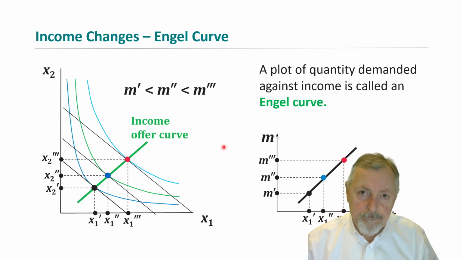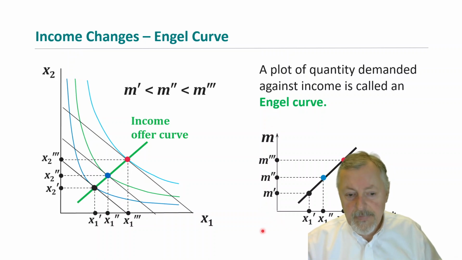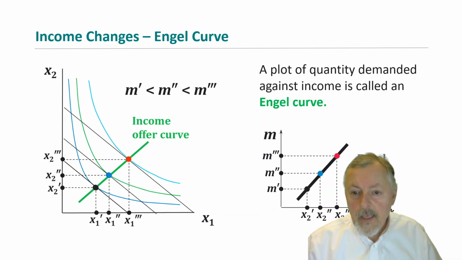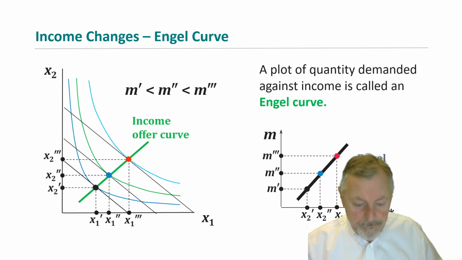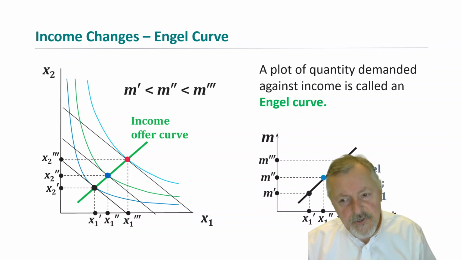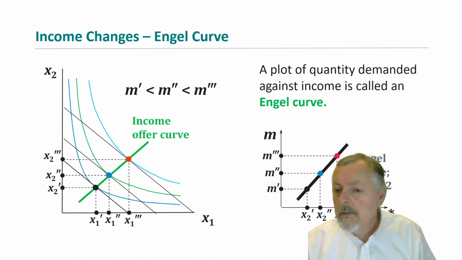We're changing income. So we can show on this right-hand graph how the quantity of thing one you buy changes as your income changes. And we get this curve. This is called an Engel curve. This is the Engel curve for commodity one, how your consumption of it changes as your income changes. Here, how your consumption of commodity two changes as your income changes.